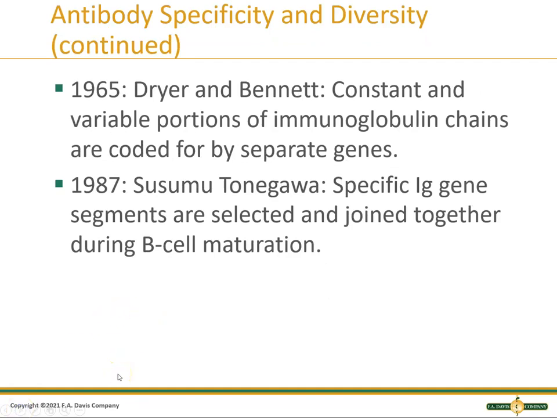You've got to have an antibody for every single antigen that you might come in contact with. So, in 65, Dreyer and Bennett came out and said that there are constant and variable portions of immunoglobulin genes that are actually coded by separate genes. So in 87, Tonegawa came out with specific immunoglobulin gene segments that are selected and are actually joined as B cells start to mature.